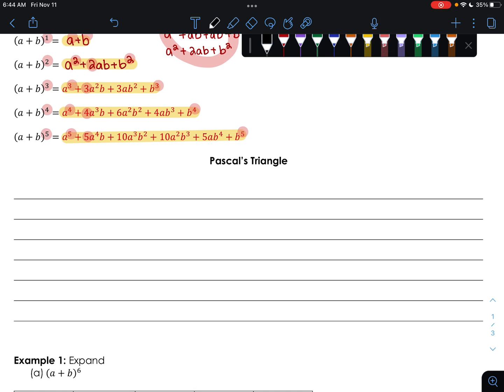So Pascal's triangle starts with a 1, and then it goes 1, 1. It's always going to start with a 1 and end with a 1. The third row, or this would technically be the second row, so this is row 0. This would be row 1. Okay, it's 1, 1. Row 2 is going to be 1, 2, 1.